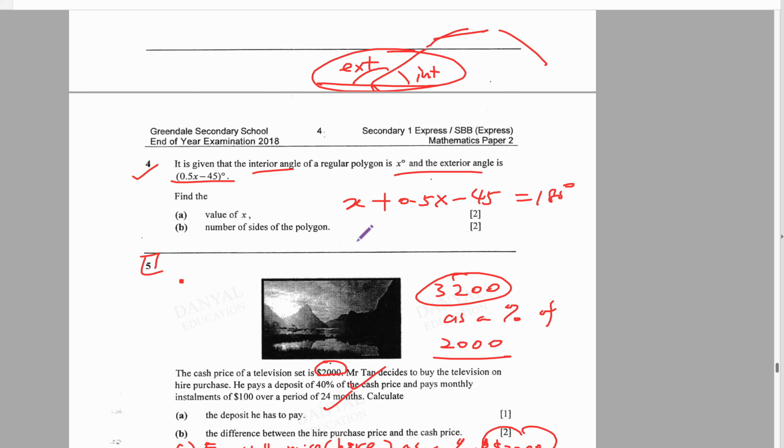150. X equal to 150. Yes. So the number of sides for the polygon. I got the same thing. What's the answer? I got 12. Oh, okay, good. So how do you do the number of sides, right?